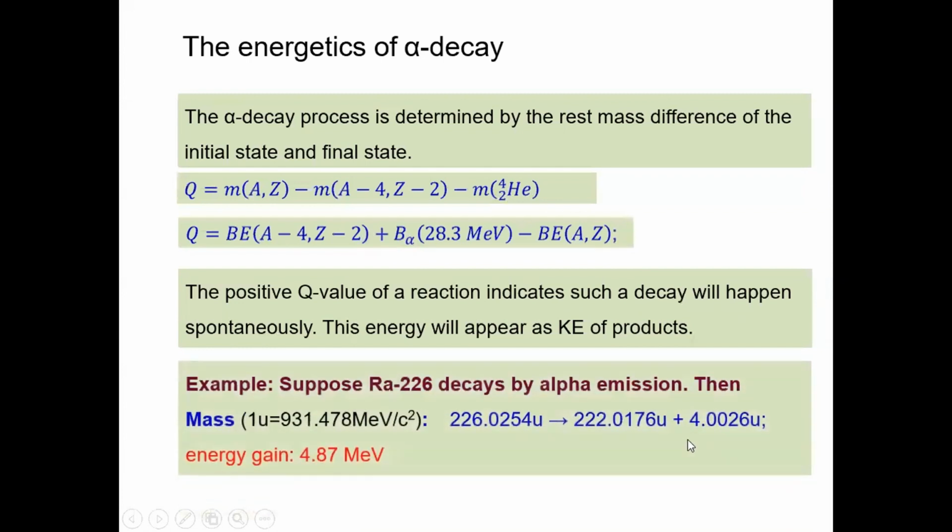One example is radium 226, which decays by alpha emission. The mass of one atomic mass unit converted into energy is 931.478 million electron volts per c squared. If we use the atomic mass unit values of the masses, we can find that the energy gain is about 4.87 million electron volts, and therefore the alpha particle will be emitted.